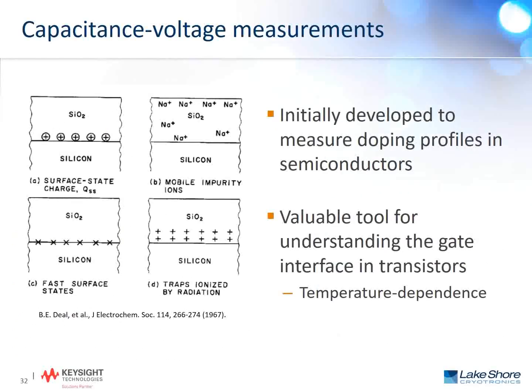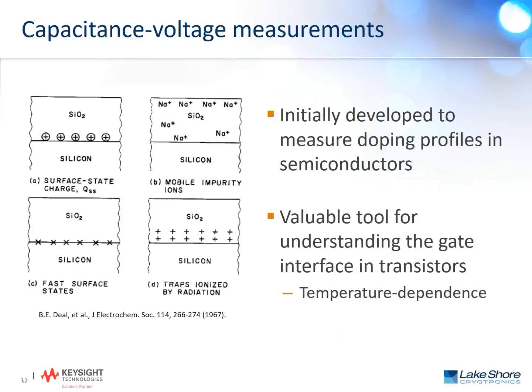The final application that we'll be talking about today is the capacitance-voltage measurement. Now, CV curves were initially developed to measure doping profiles in semiconductors, but since that time, it's become a valuable tool for understanding gate interfaces in transistors, oxide-semiconductor interfaces, and MOS capacitors.